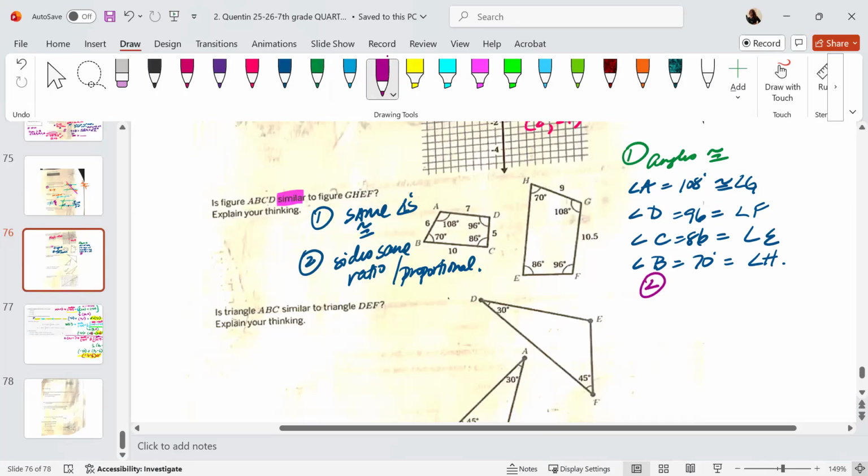Second criteria, sides need to be proportional. So AB needs to be the same as which side? A and B has to be the same as G and E. Okay, so AB is 6. And the other is 9, correct? So it's 6 over 9. Reduce it. What does that give you? Write that down.